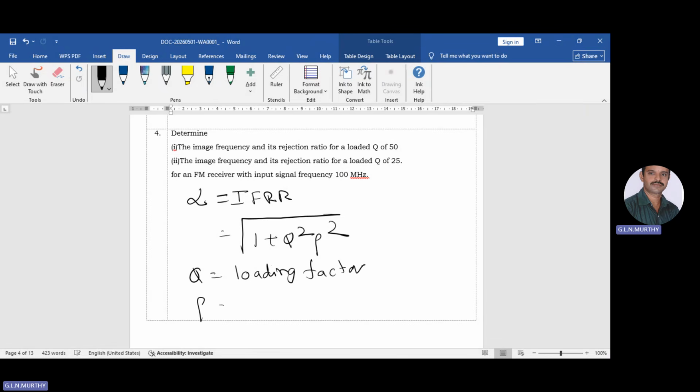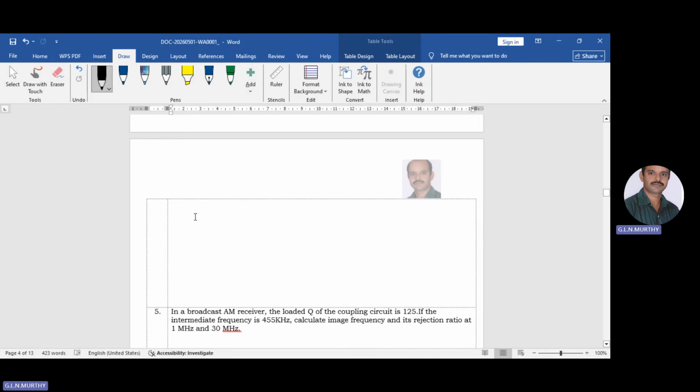What is rho? Rho is given by FSI by Fs minus Fs by FSI. FSI stands for image signal frequency. What is the expression for FSI? Image signal frequency equals signal frequency plus 2 into intermediate frequency.